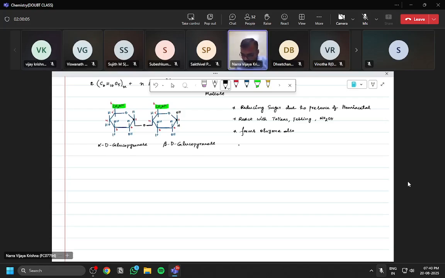Right? And is this linkage an alpha linkage or a beta linkage? This linkage, both are on the same side. Correct or not? So I'm writing C1, C4 alpha glycosidic linkage. Any questions, sir?